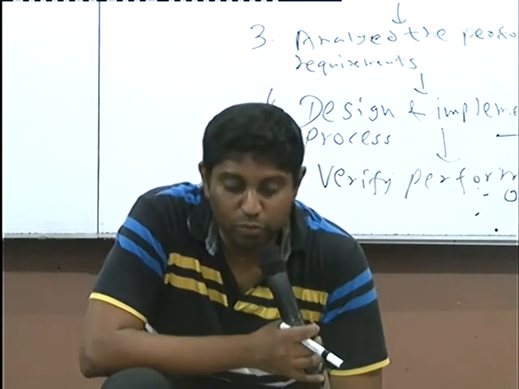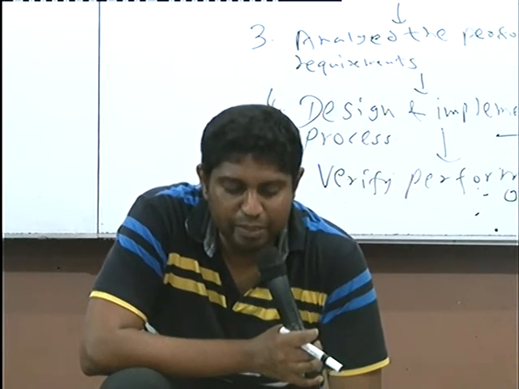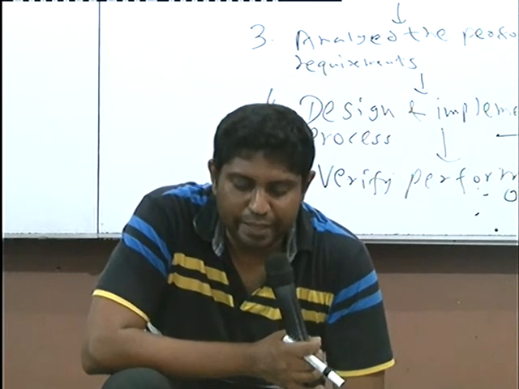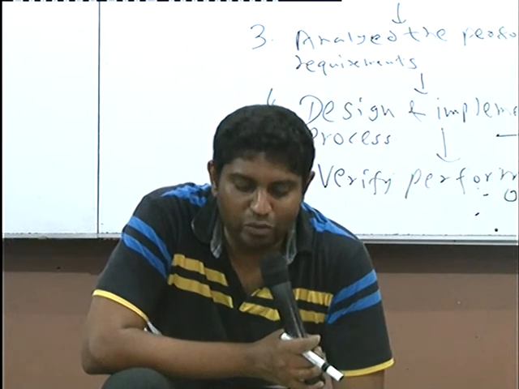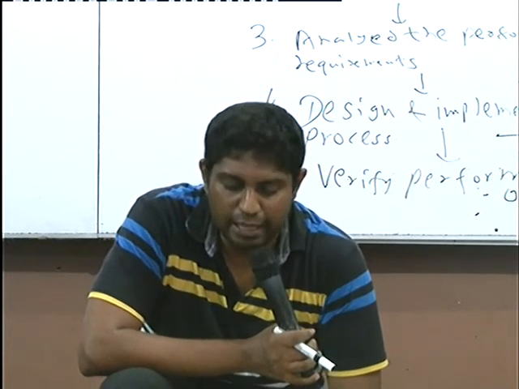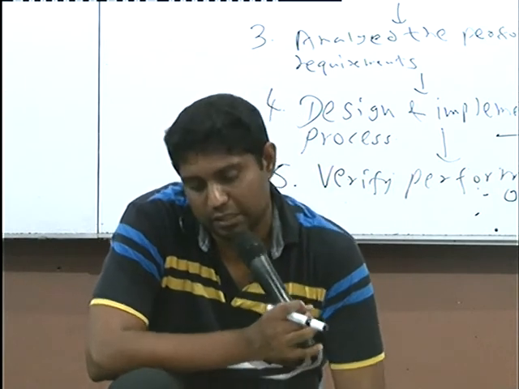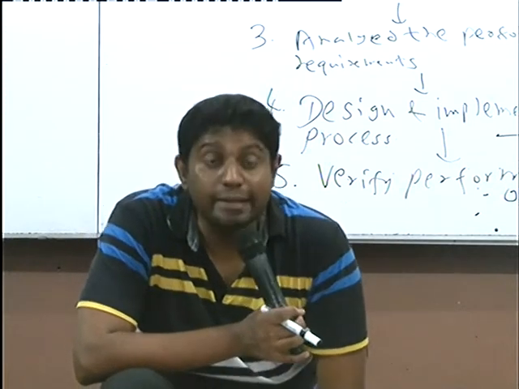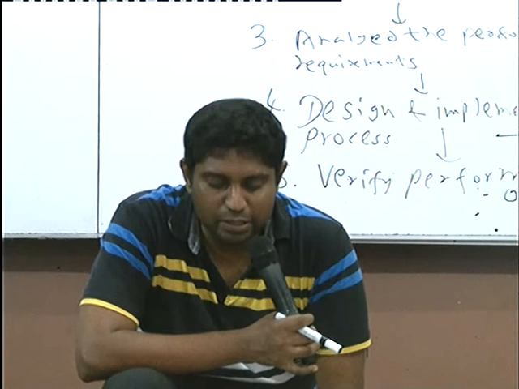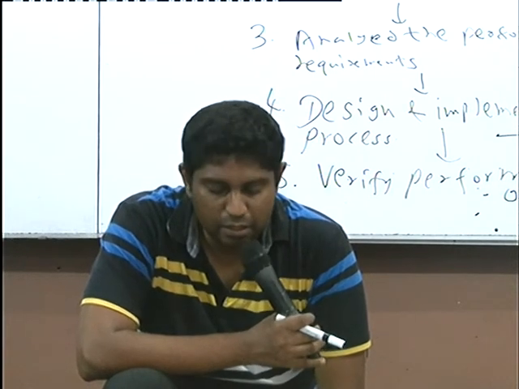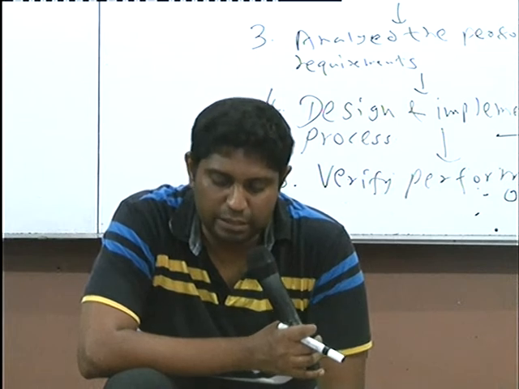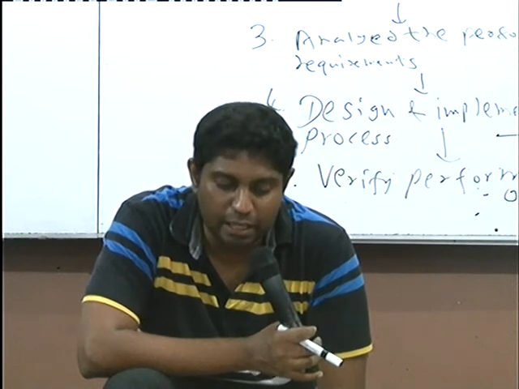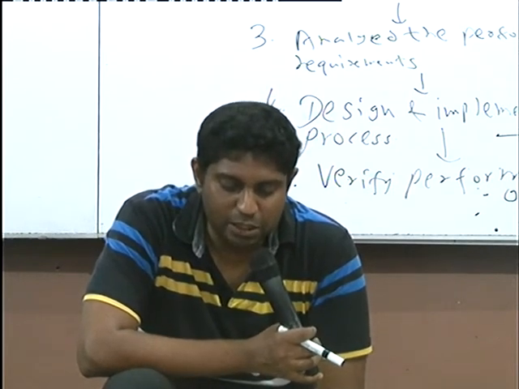In step number 4, design and implement the process. The preliminary design for the new process is developed into a more detailed design, and the new process is then implemented. Then verify performance. After the new process has been implemented, control and checks should be introduced to confirm that the required performance targets are met and that the goals of the process are successfully achieved.